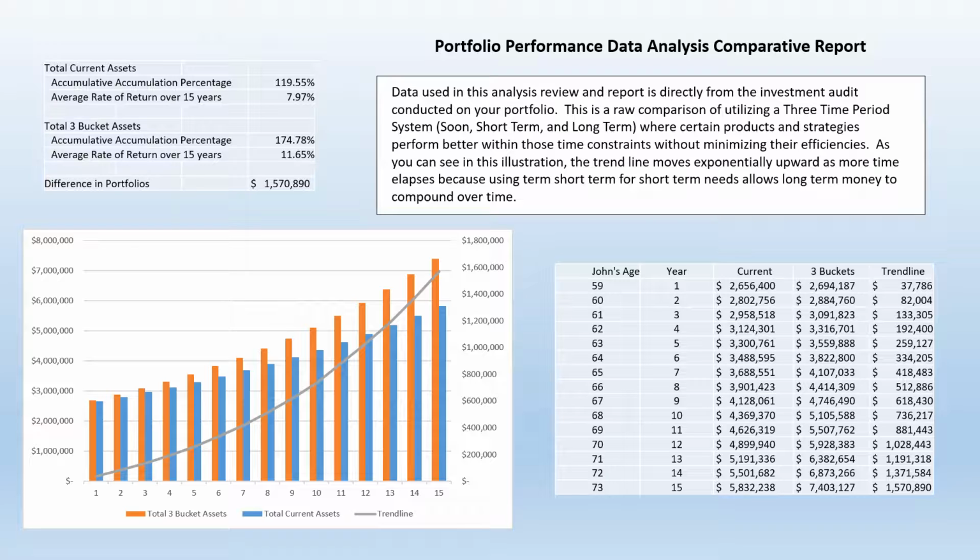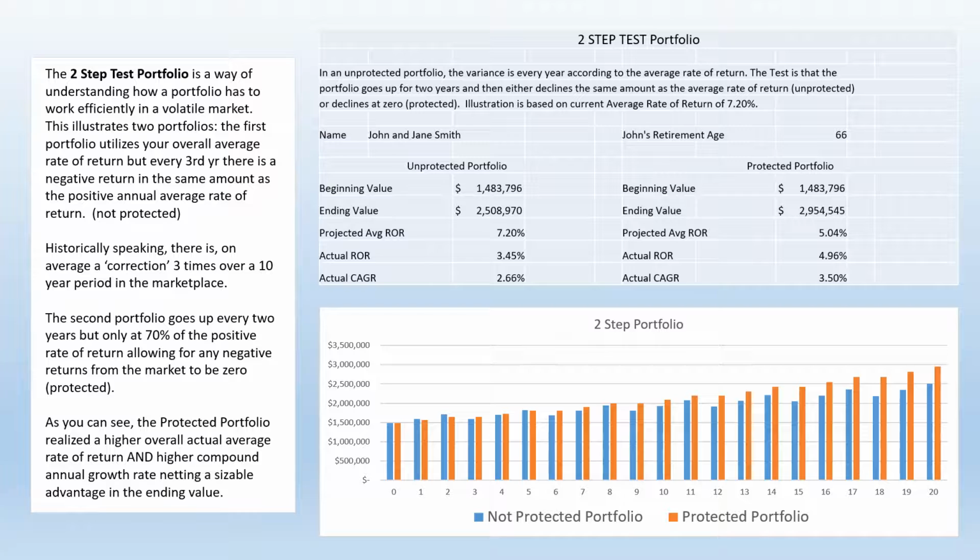We evaluate the risk versus reward in the portfolio performance data analysis comparative report to illustrate the difference between what you are currently doing and to simply approach your assets like any CFO would to a business. The two-step test portfolio is a three-part test and is a unique but effective way to show hypothetical returns to your current investment portfolio where there is no exit strategy and currently rides the market at 100% versus strategies that negate downturns in the market.